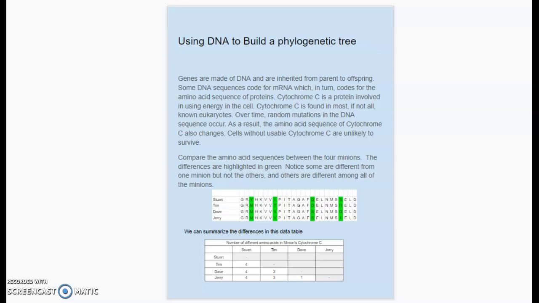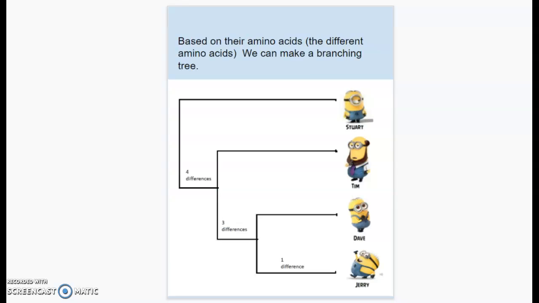So in doing so, we can now use the DNA differences to figure out how they compare. In this case, I have 4 differences between Stuart and everyone else, 3 differences between Tim and everyone else, and then 1 difference between Dave and Jerry. And that's how I've set it up.